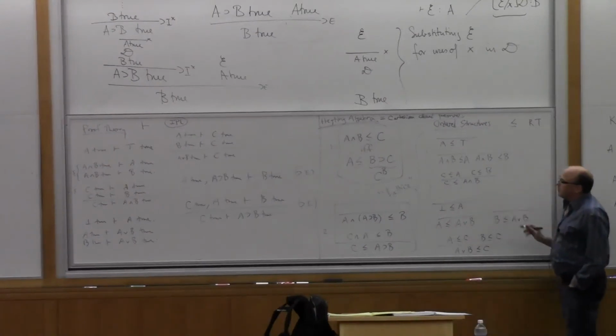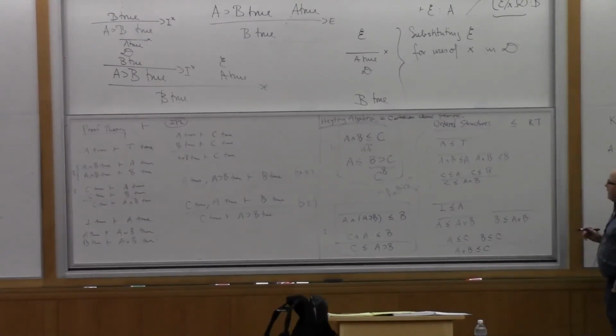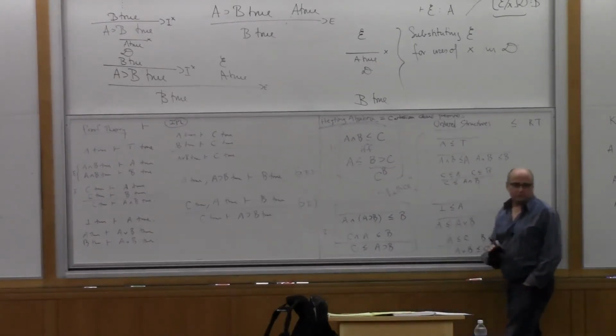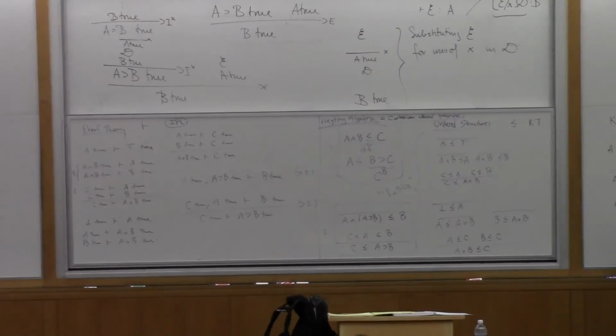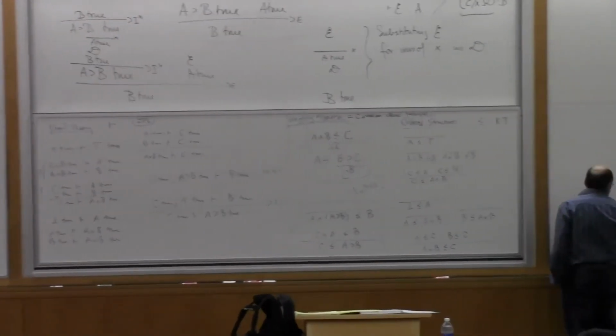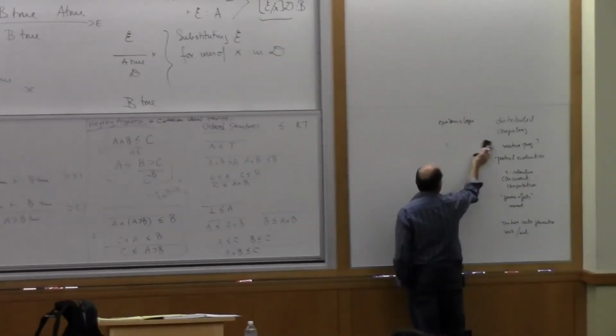So that's the notion of a Heyting algebra. And the notion of a Heyting algebra is extremely closely related to the notion of a Boolean algebra. The only difference is, let's look here, whether you have a complement.